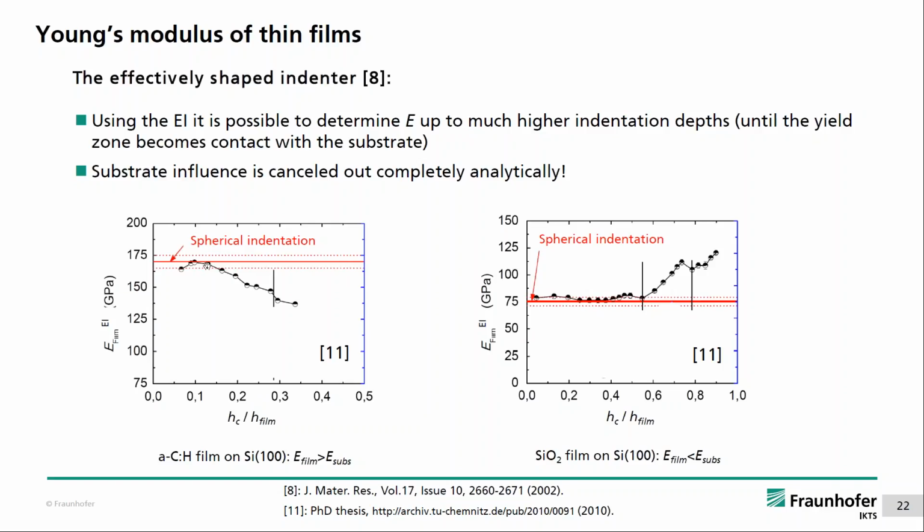information on the thin film modulus already from 12%, 15% on, and for a compliant film on a stiff substrate like here, you can get even until like 50%. You can get good information, so pretty good. So with this solution you're also able to get information on very thin films.